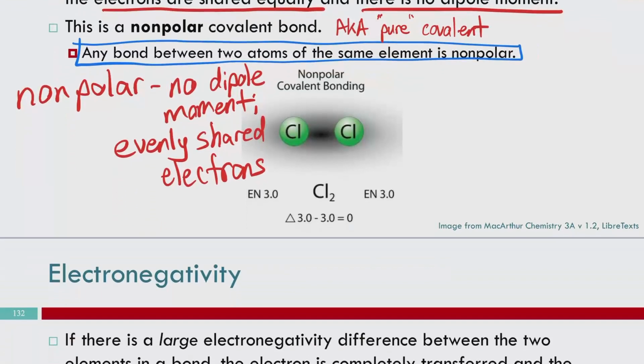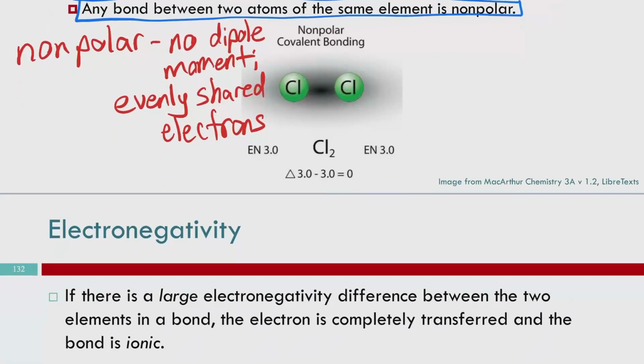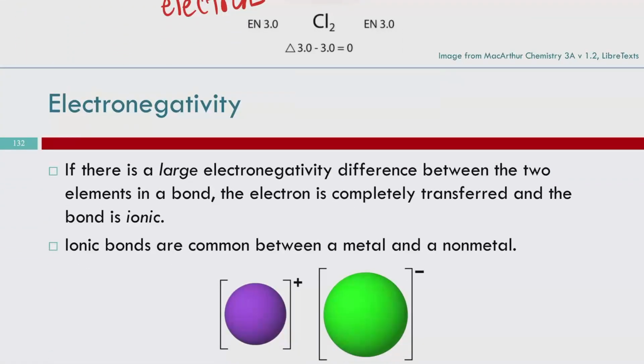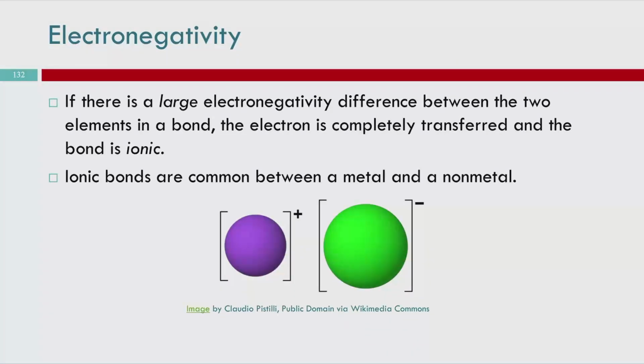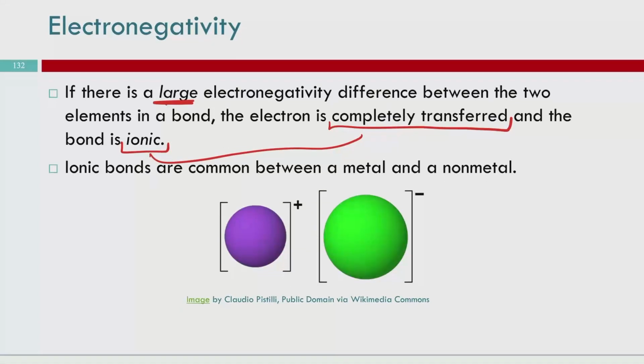On the other hand, if we have a large electronegativity difference, the electron is completely transferred, and the bond is ionic. So this is a new definition for ionic. For ionic, we have a large electronegativity difference. I'm going to abbreviate that as EN.